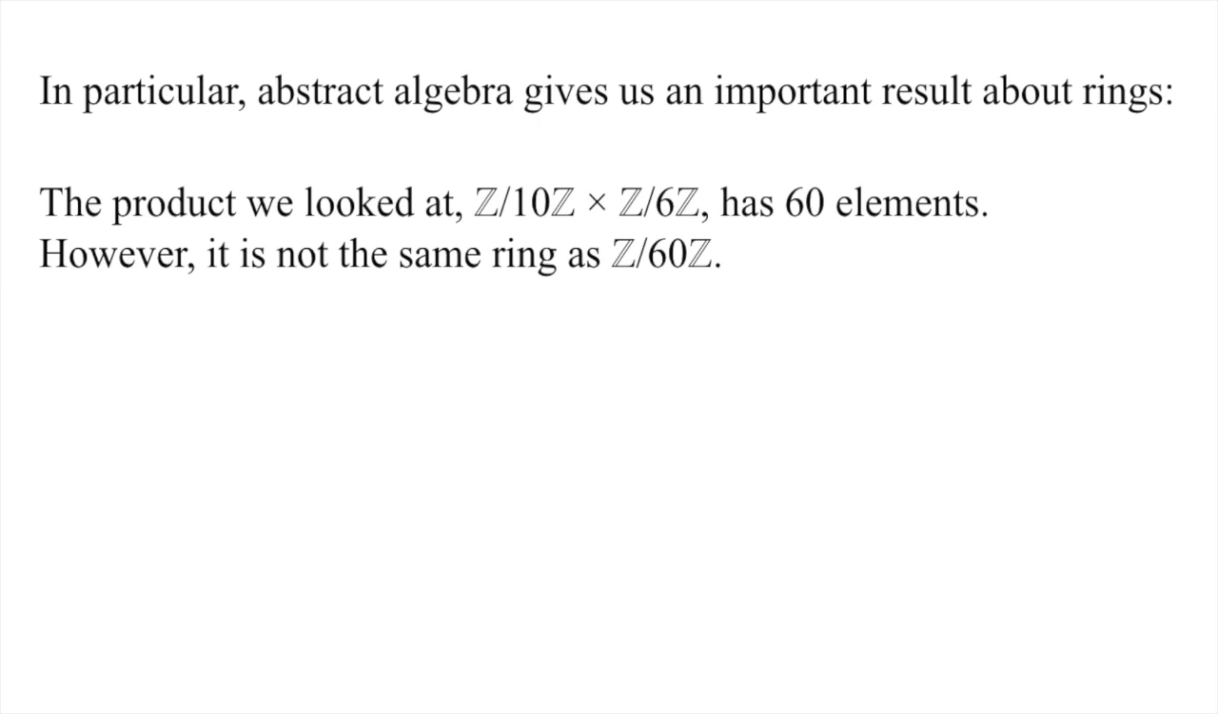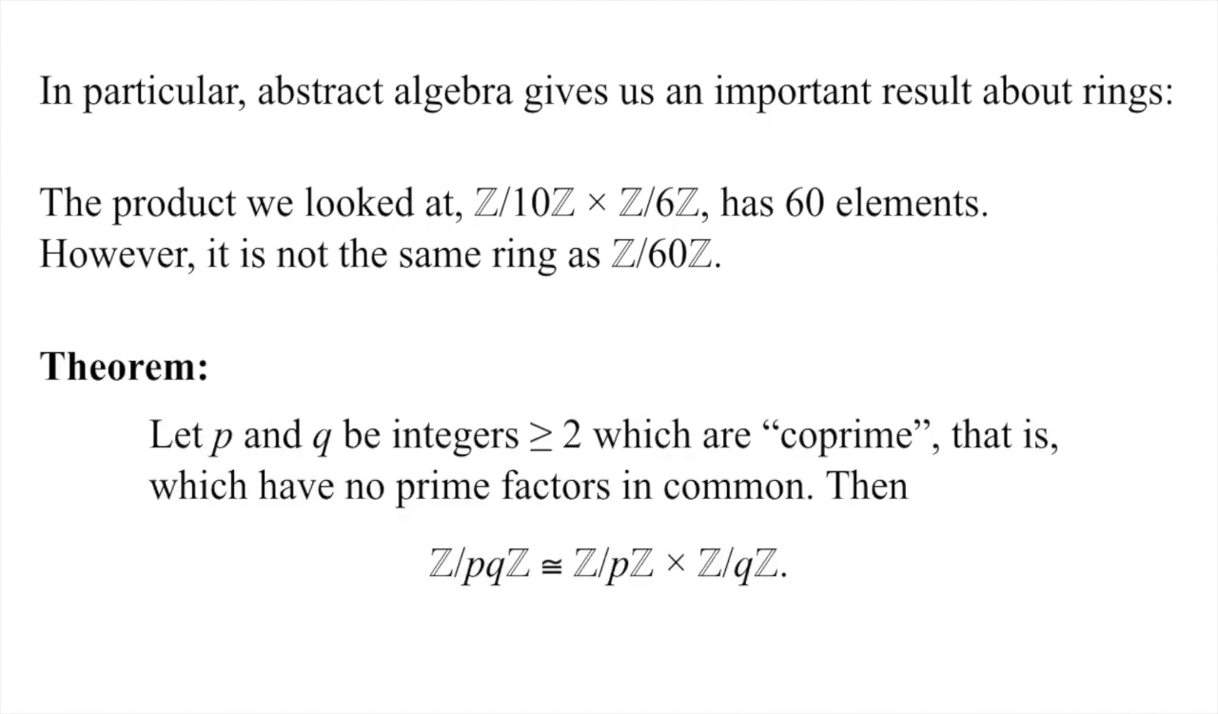But it turns out that the only thing that went wrong here is that 10 and 6 are both even. That is, they share a factor of 2. From abstract algebra, we have this theorem. For any whole numbers p and q, which are greater than or equal to 2 and have no prime factors in common, we have that Z mod pqZ is equal-ish to Z mod pZ times Z mod qZ.